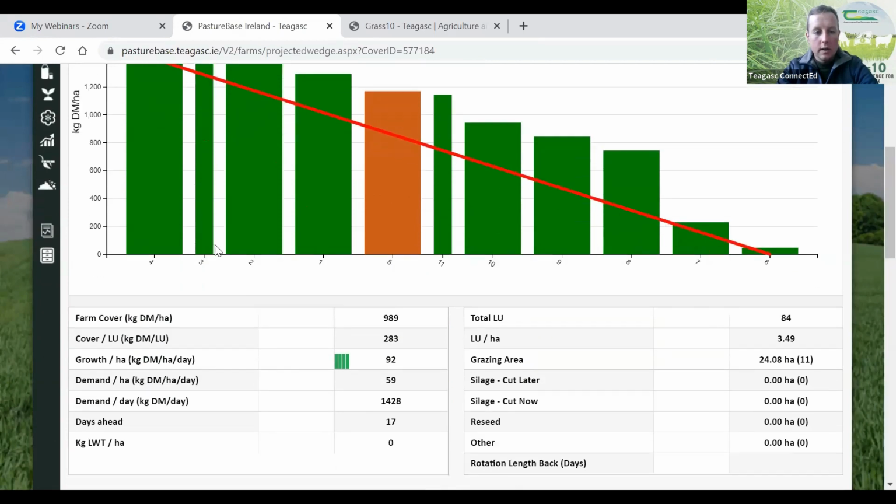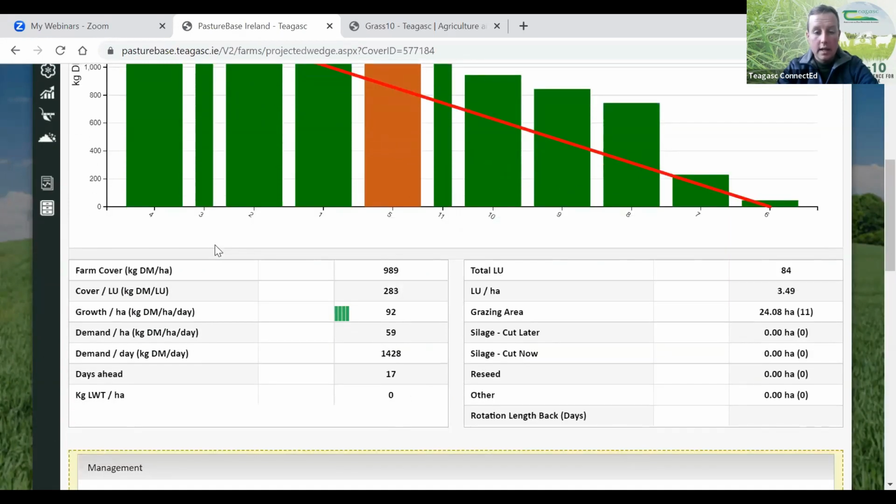So that's a lot of stem in them swards, and they won't be grazed out that well, especially if it's into June and July. And following that rule of thumb, the average farm cover is nearly 1,000.